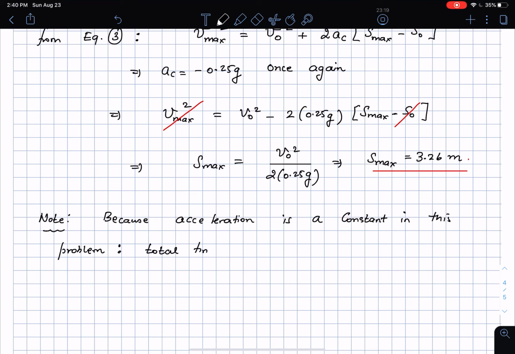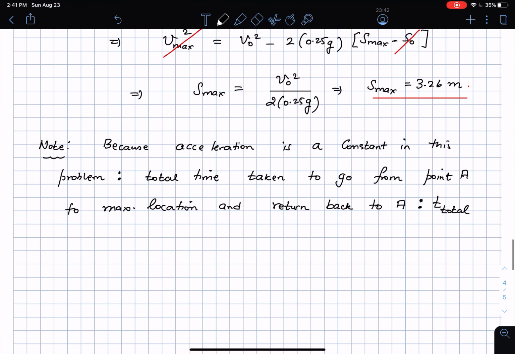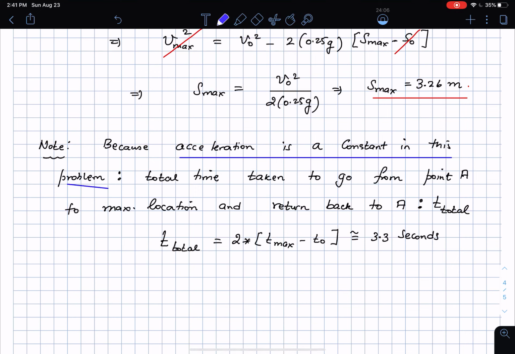The total time taken to go from point A to the maximum location and return back to point A, which I'm going to call T total, is 2 times the time taken to go from the initial to the maximum location in this problem, which is approximately 3.3 seconds. And the key is because of the fact that the acceleration is a constant in this problem, we can say that the total time taken is twice the maximum time to go from T naught to T max. All right, thank you very much.